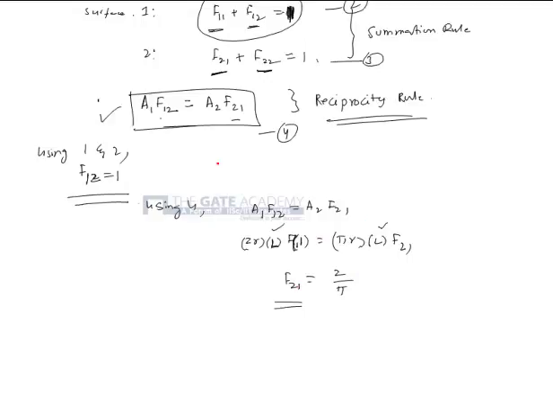And once I know F21, I can use equation 3 to get F22, which is 1 minus F21, which is 1 minus 2 by pi, and if I compute, I get 0.36. So the answer is D. Thanks.